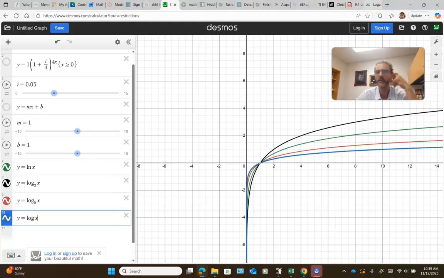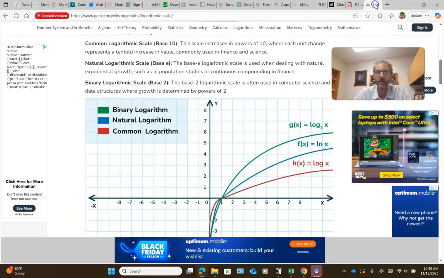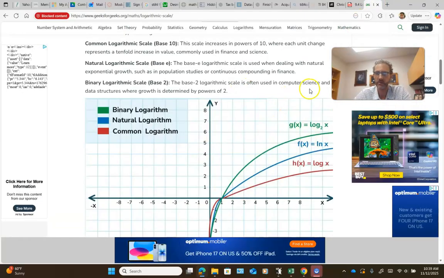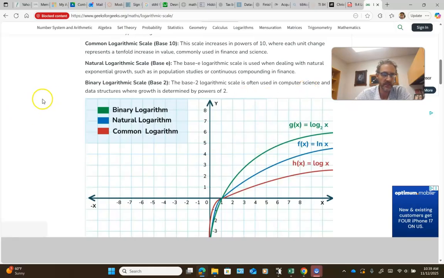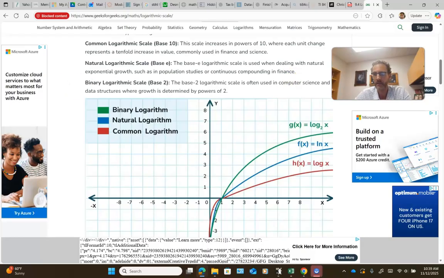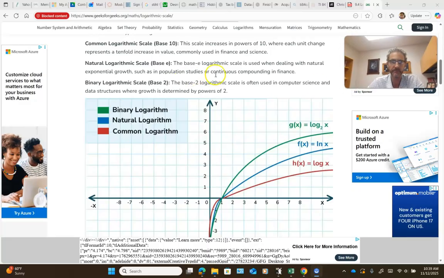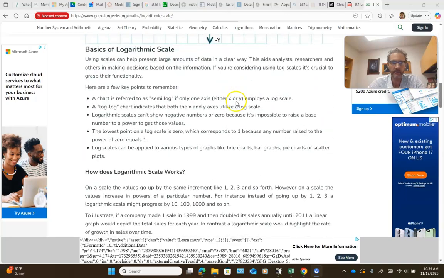Anyway, the last thing I wanted to talk about was, what are these logarithms used for? Well, one very common use is in scales. When you have data that increases exponentially, then typically they'll use a log scale. And I'm going to give you some examples.